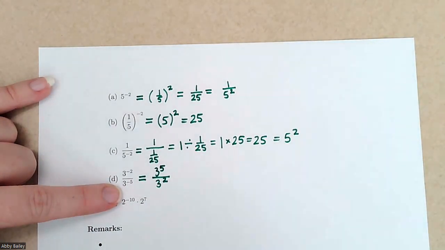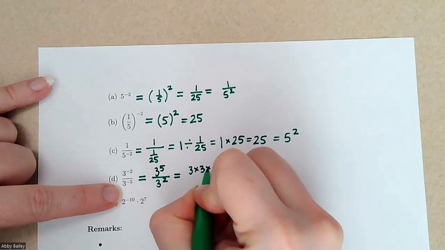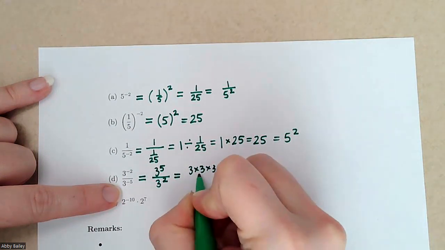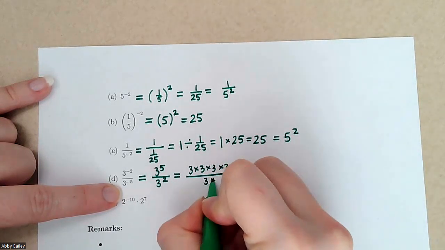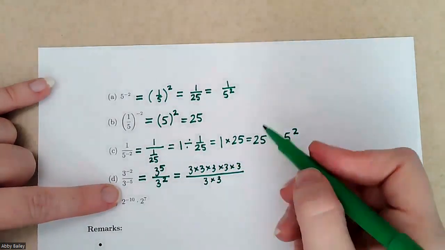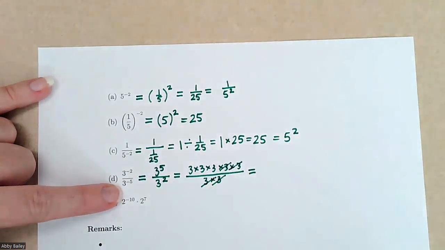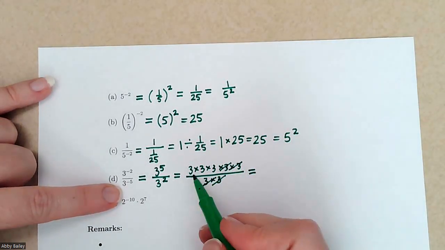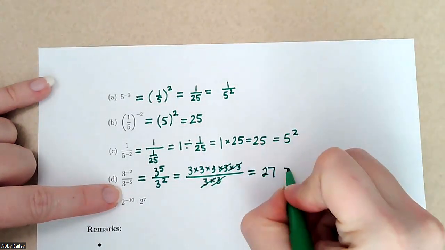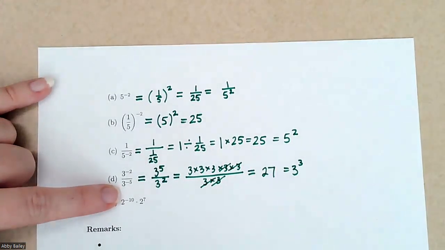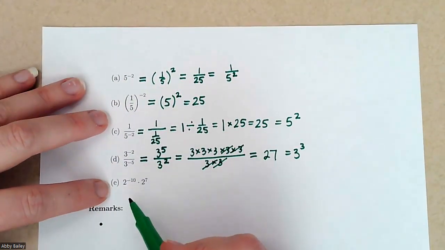So we have 3 to the 5th divided by 3 squared. Okay, I'm just doing this. You could do it on the calculator if you like, which ends up being 3 cubed, or 3 times 3 is 9. 9 times 3 is 27. Huh. Cool. Okay, well, now what's going on here?